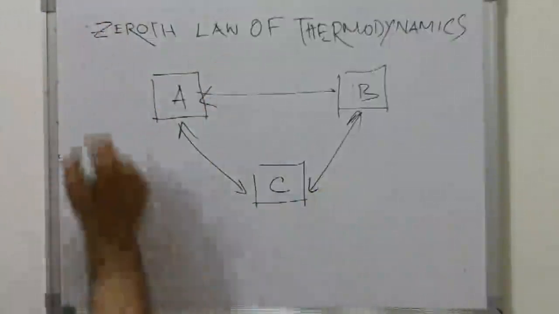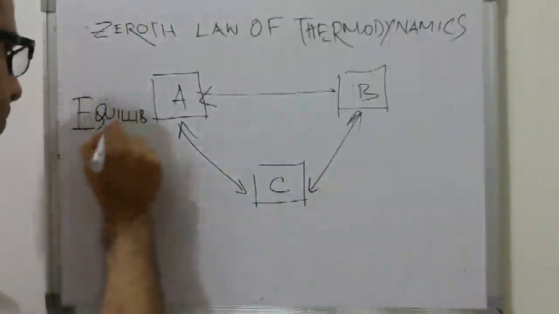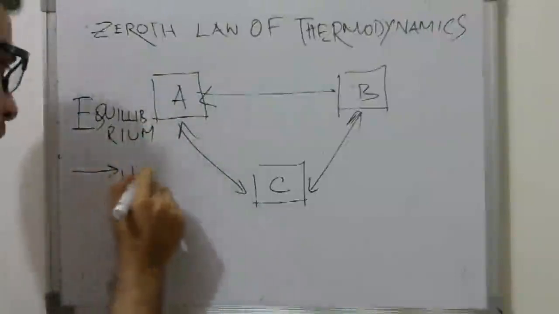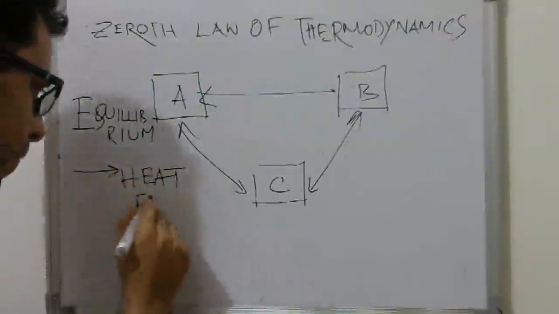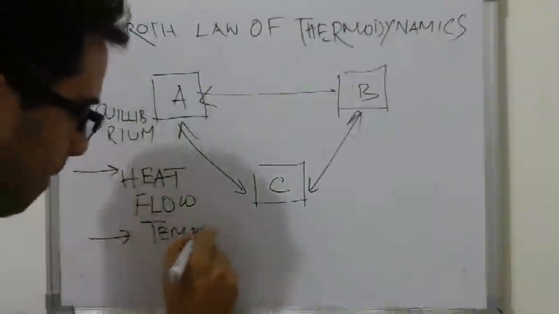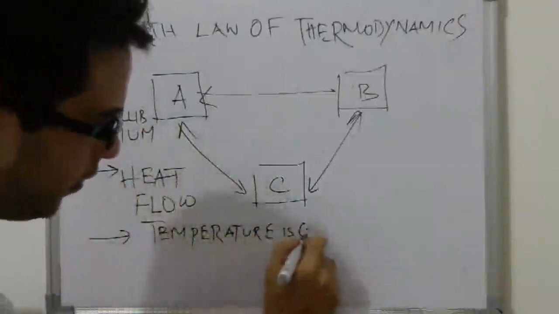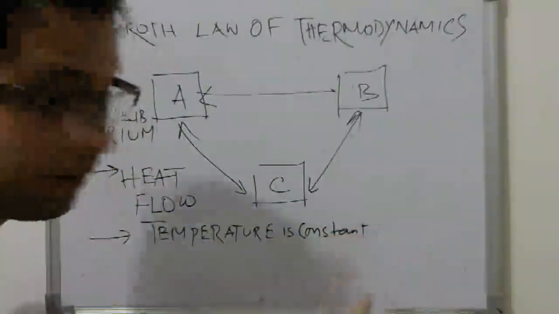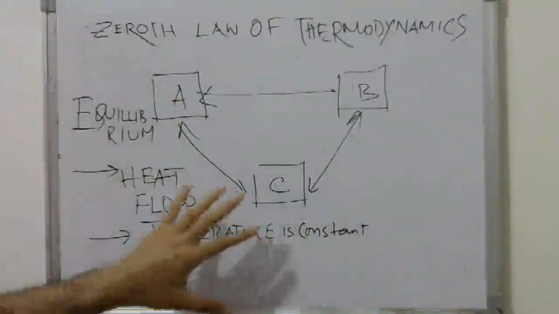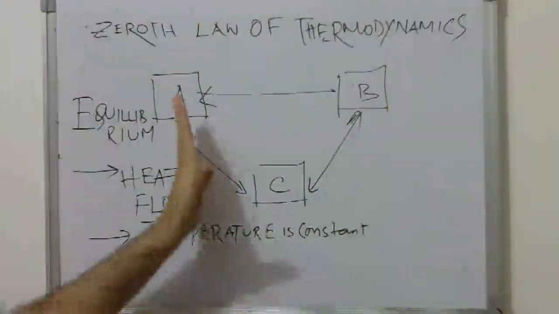What do you mean by equilibrium? This is very important to understand. It essentially means there is no heat flow. Temperature is constant. So this is the basic definition of an equilibrium. There will be no heat flow between A and B, A and C, or B and C, and the temperature is constant for A, B, and C.